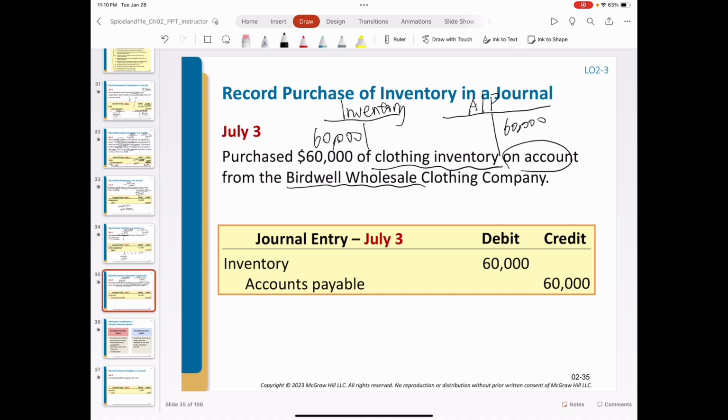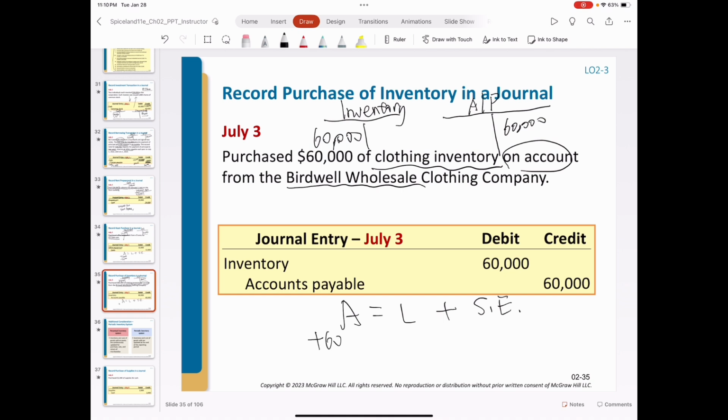Before this purchase, there's no such accounts payable. This liability results from this purchase on account. So we debit inventory and credit accounts payable. Again, let me use the accounting equation to analyze the impact of this transaction on the firm's financial position.